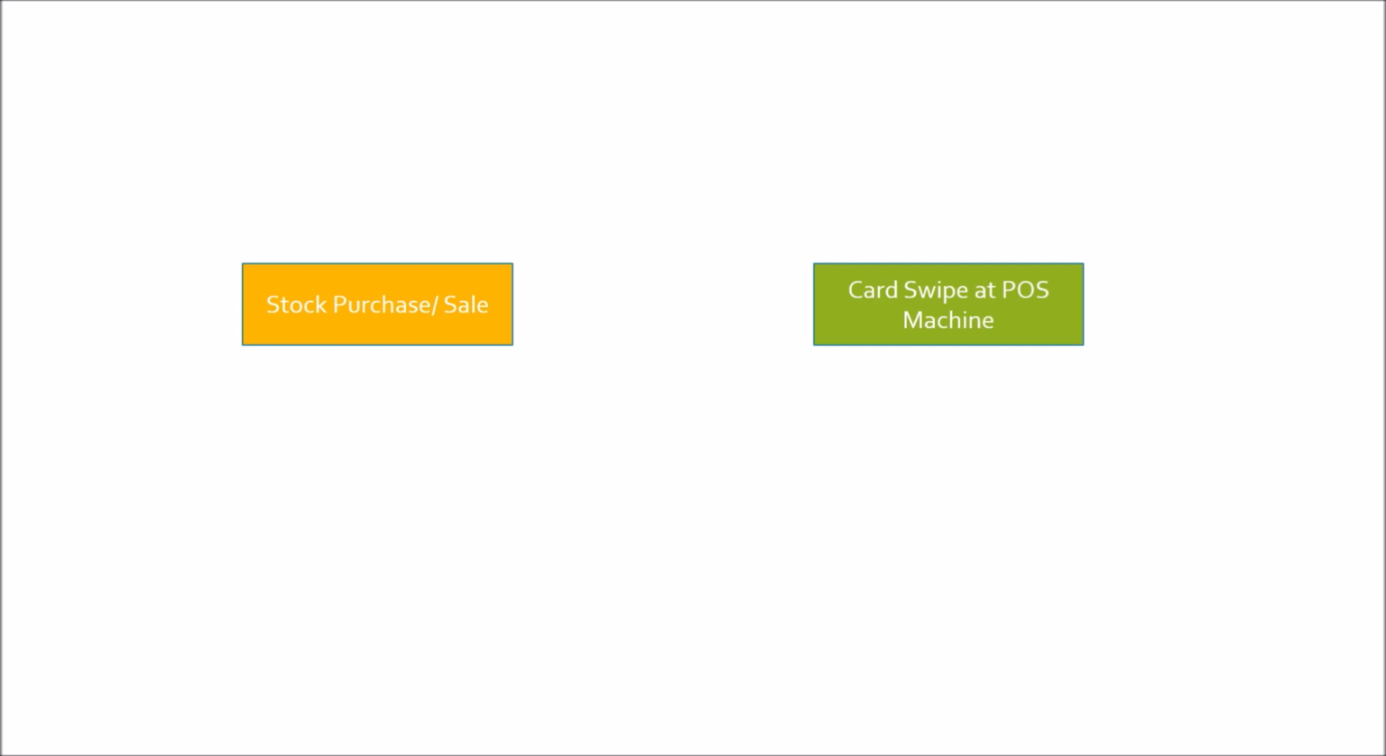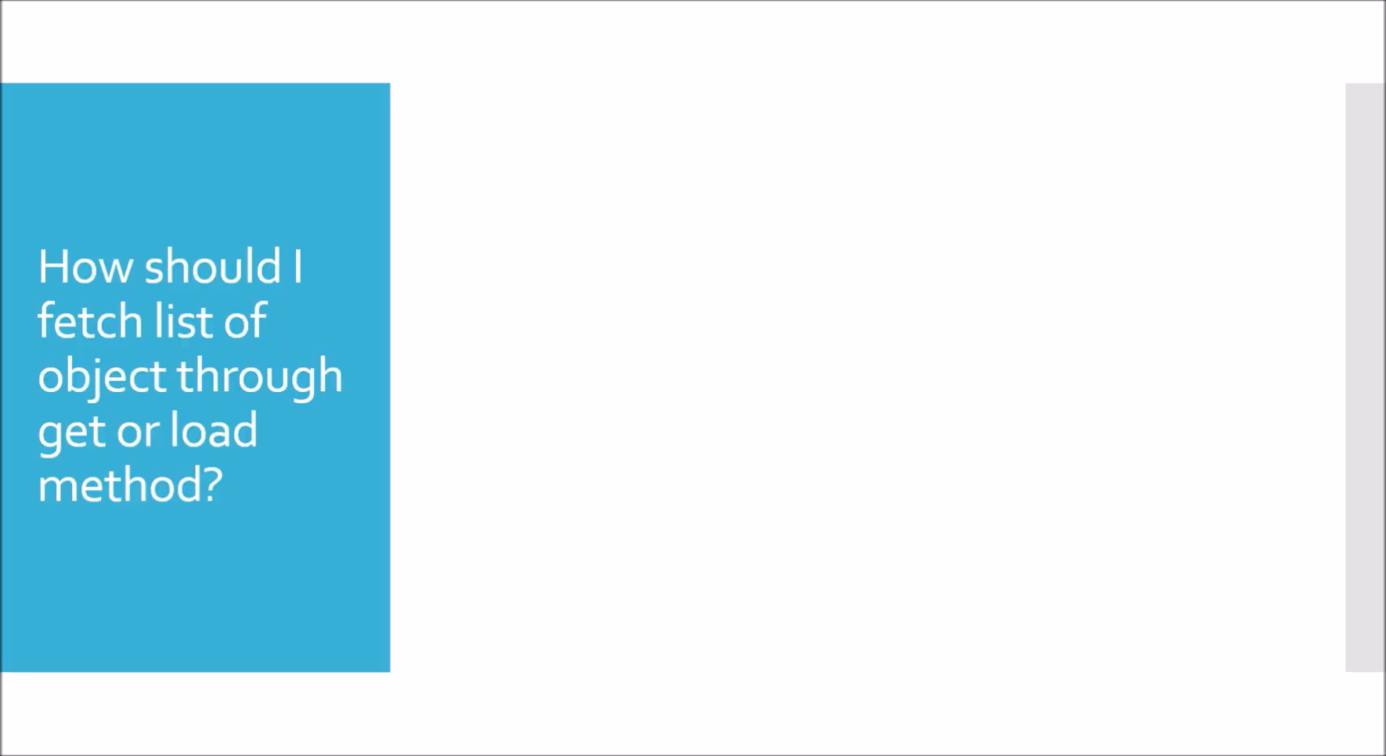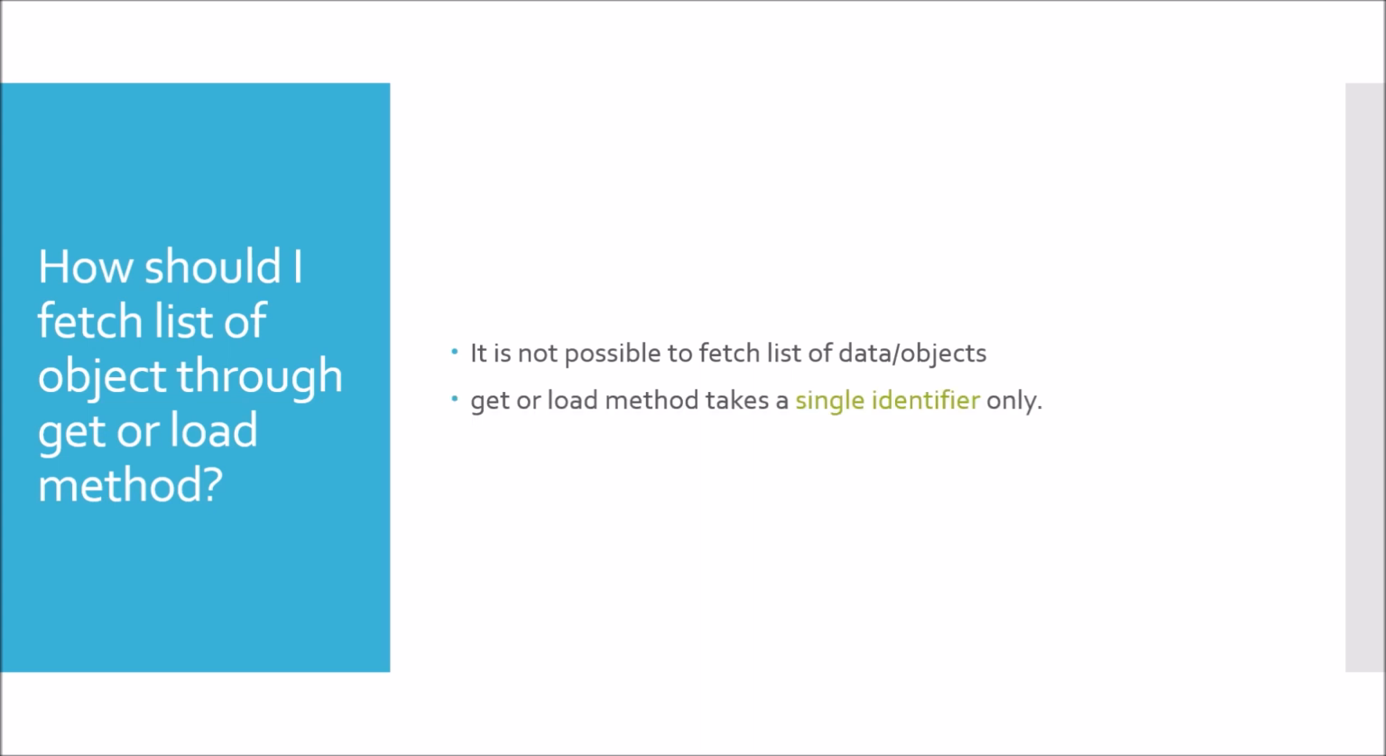Let's move to the next popular question. How should I fetch a list of objects through the get or load method? Now this question is similar to the previous question. If you look at the syntax of the get or load method, you will see that it is not possible to fetch a list of objects directly through get or load. The reason is that the get or load method takes a single identifier only. It does not take a list of objects.